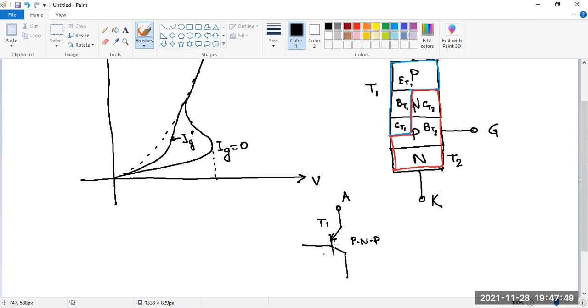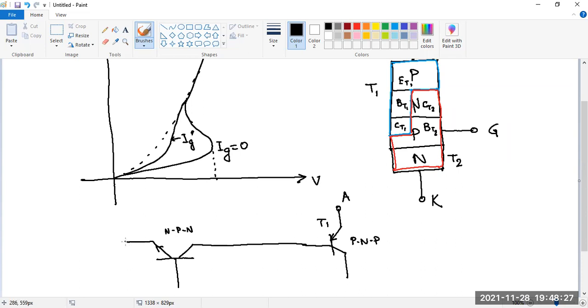Now, as I have already mentioned, the base of the PNP transistor, that is BT1, is connected to the collector of the NPN transistor. So let us draw the collector of the NPN transistor like this. This is the collector, and the arrow will be outward. And can we identify the other two terminals of this NPN transistor? This is the NPN transistor.